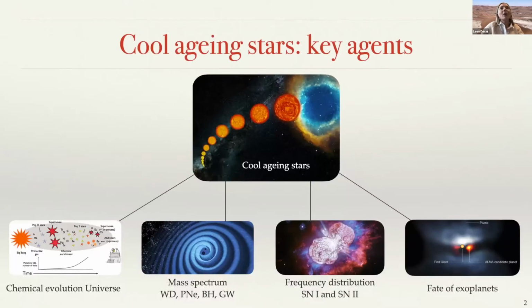As you might know, there are various phenomena in our universe which are dictated by the amount of mass that stars lose through their lifetime. Phenomena such as the chemical evolution of the universe, the mass spectrum of white dwarfs and planetary nebulae, the frequency distribution of supernovae, the fate of exoplanets. In this talk, I will mainly focus on the mass loss rates that stars lose at the end of their life, while being quite cool, so these AGB stars and the red supergiant stars.